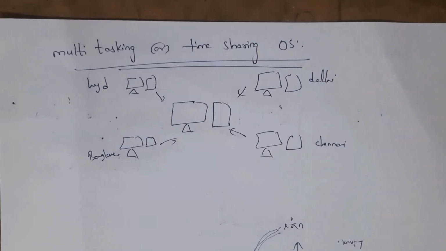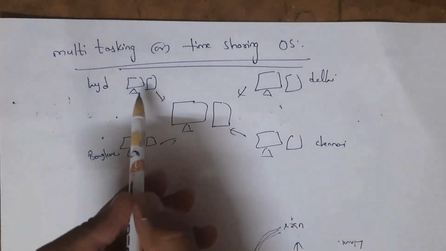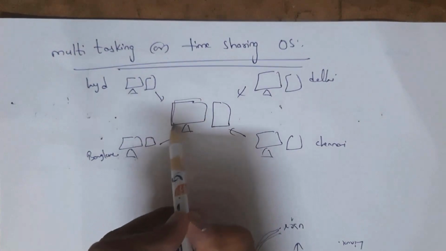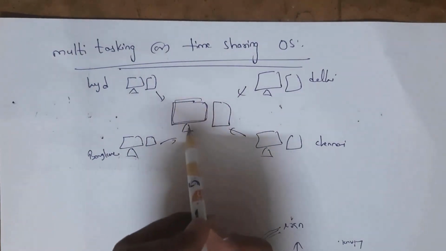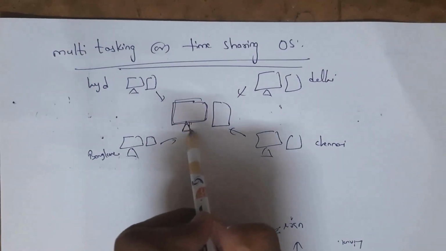What is a multitasking or time sharing operating system? For example, let us consider there are different users located in different places, and these users want to access the same computer at a time. All these users can access this single computer at a time by using the internet, and this is considered a time sharing operating system.